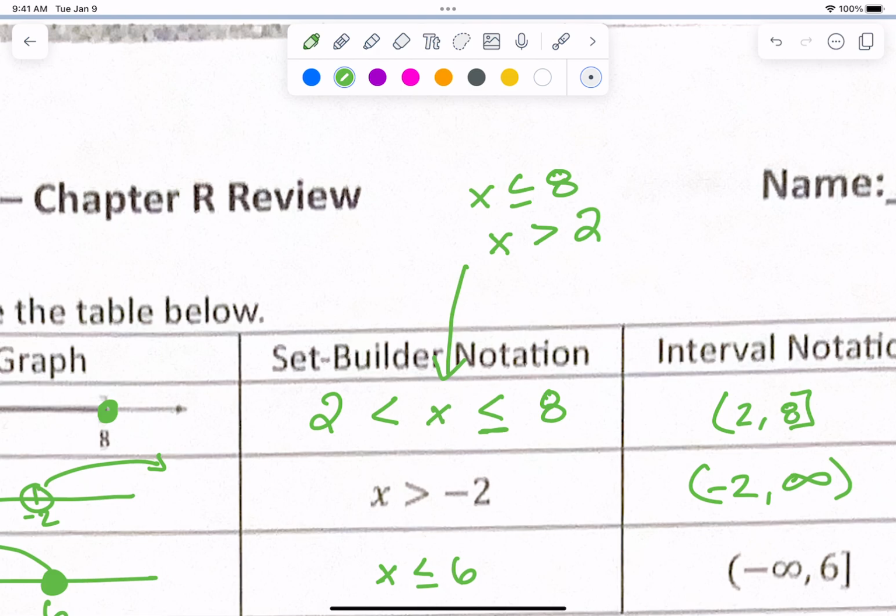Okay, so X is less than or equal to 8 is this part right here. X is greater than 2. It's like reading it backwards. So if you want to, you can put it like this technically. If you wanted to put those 2 in the same box, that's fine. Does that make sense? That one was kind of a little bit of a struggle. That little box. Okay?